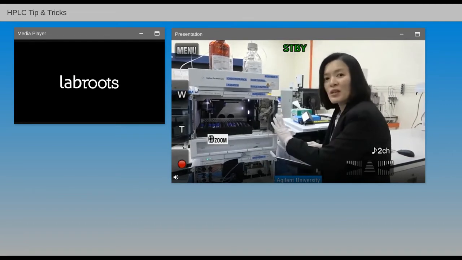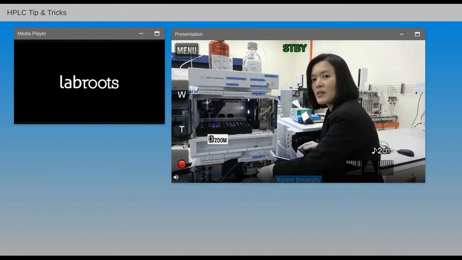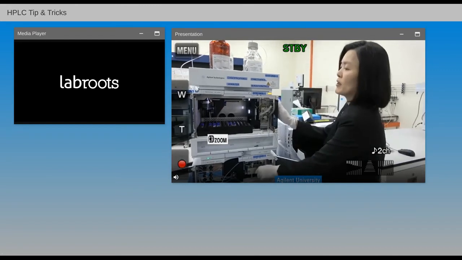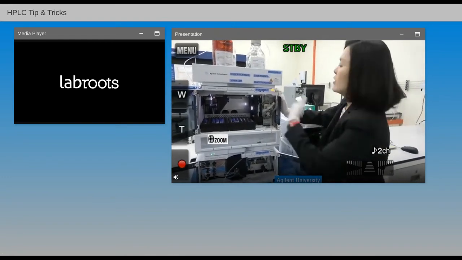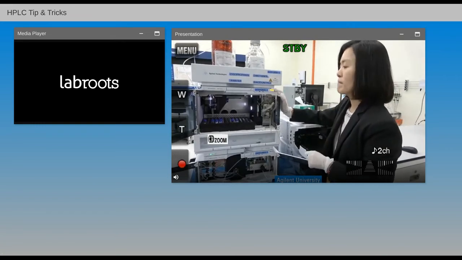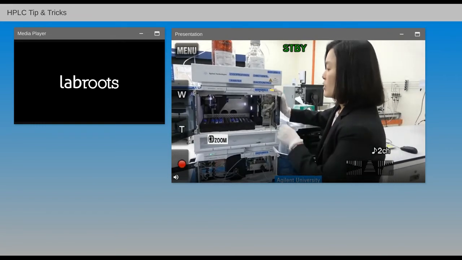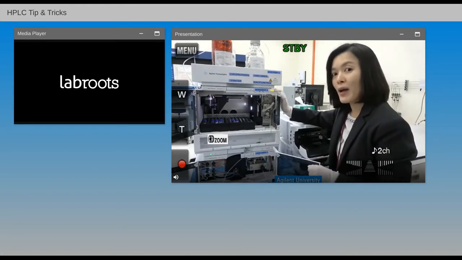Then you need to look into your auto sampler, because when you open it, the pressure drops. But when you close it, the pressure builds up, meaning back pressure is coming from the auto sampler. But how do I know which portion of this auto sampler may cause the high back pressure? What you can do is disconnect the tubing one by one.